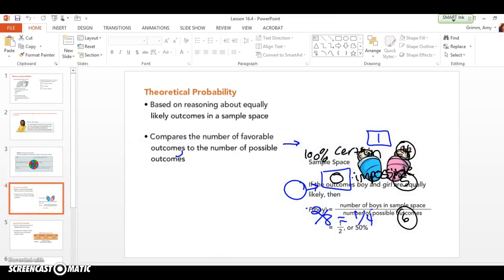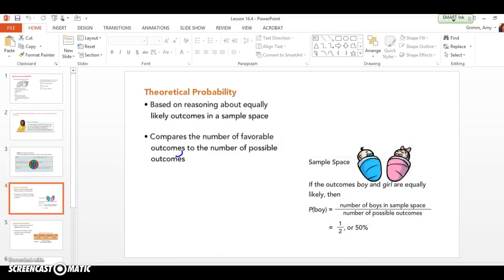I like this example. Here's your note slide. It talks about theoretical probability, and then it shows a picture of 2 babies. It says the chance of having a girl or a boy should be exactly 50%, because you either have a girl or a boy, or an alien, but we're hoping it's just a girl or a boy. So that's your only chance.